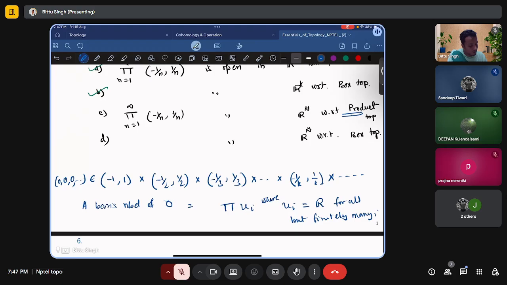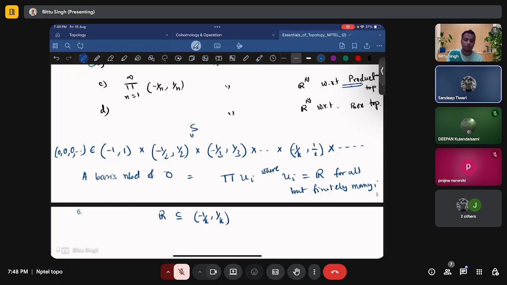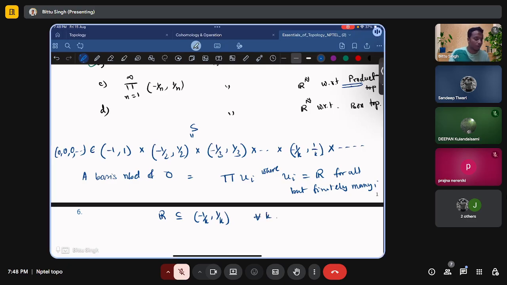So can it be contained in that set? Suppose this is the set S. Can this product be contained in this S? No, this is not possible because R does not belong to (minus 1 by k, 1 by k). So it is not possible.